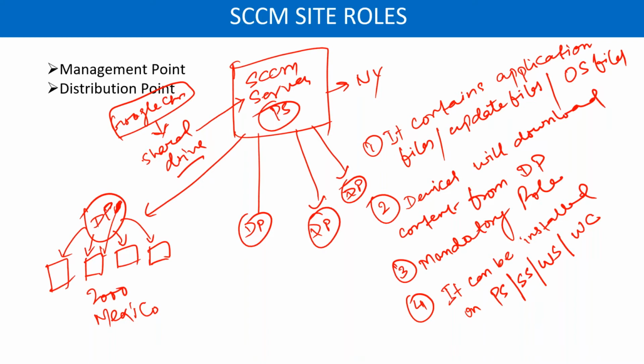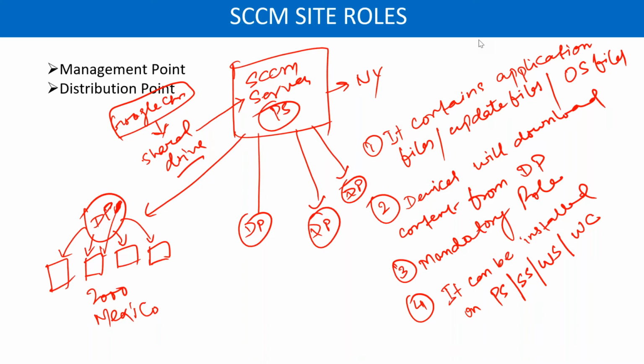Clear? Hello. Yes, Kashif, actually, we have multiple distribution points in the primary site. Even on our primary site, the management server also has the distribution point role enabled. So how does the client calculate whether I have to take the application from the Mexico distribution point or the New York distribution point? Good question. That comes under boundary.